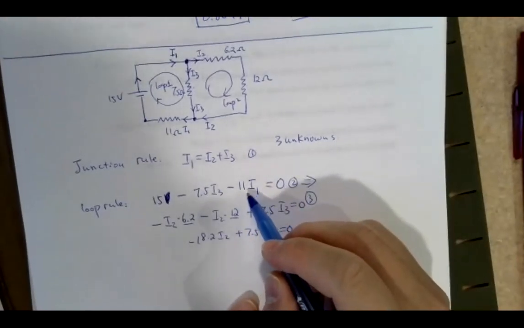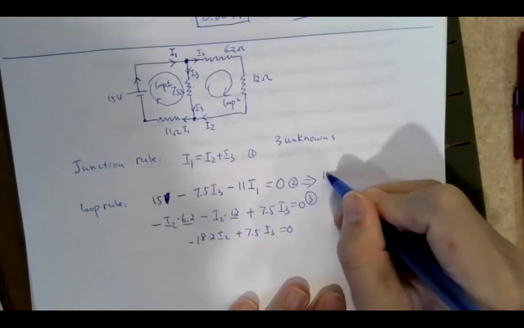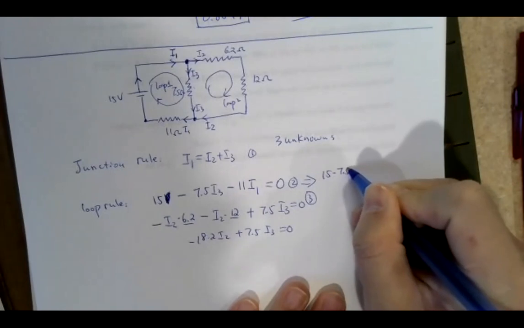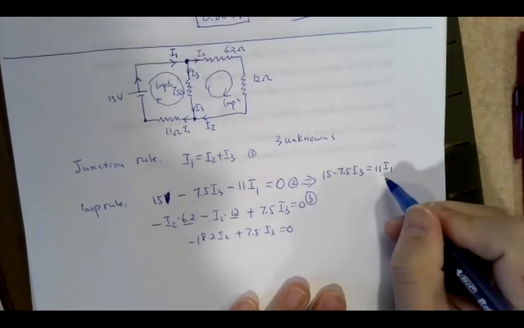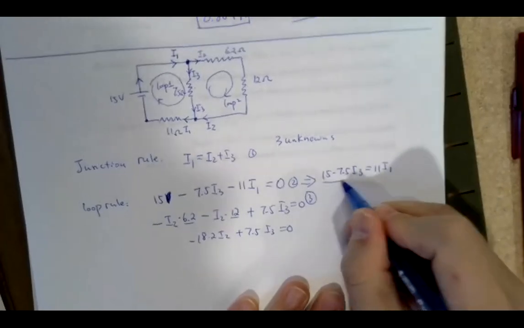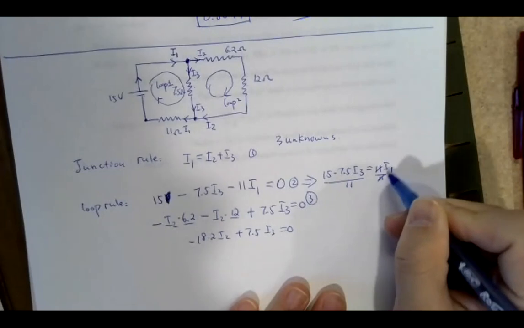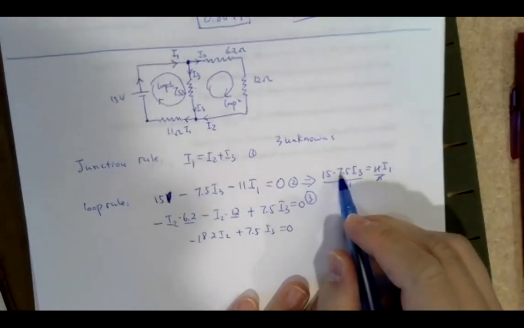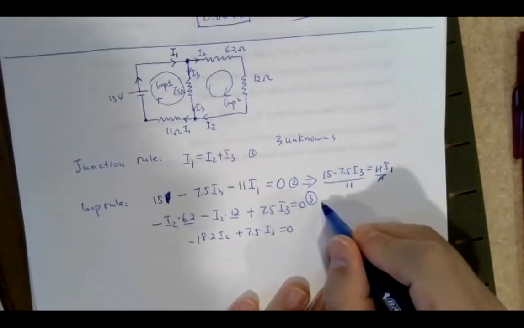Put I1 in terms of I3. That means you can write 15 minus 7.5 I3 equals 11 I1. So then I1 will be equal to, let's divide by 11, okay? Divide by 11 there. I1 is equal to (15 minus 7.5 I3) divided by 11.